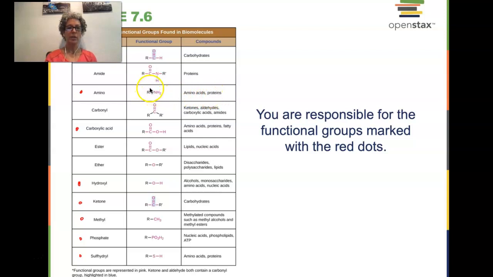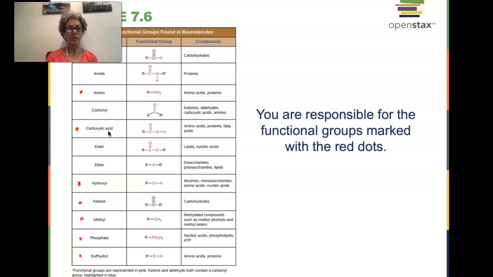This capital letter R that shows up on all of these is for the rest of the molecule. So whatever other atoms are here is irrelevant to the functional group. The functional group is attached to the rest of the molecule. And that functional group is what gives that region of the molecule its identity and its function, its reactivity.